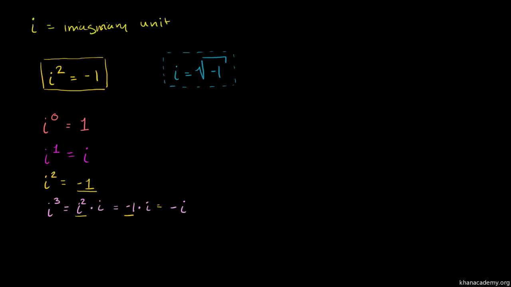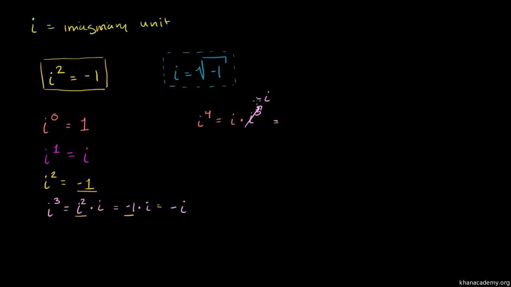Now, what happens if we take i to the 4th power? Well, once again, this is going to be i times i to the 3rd power. But what was i to the 3rd power? i to the 3rd power was -i. And so i times i would give you -1, but you have a negative out here. So it's i times i is -1, and then you have a negative. That gives you +1. That gives you positive.